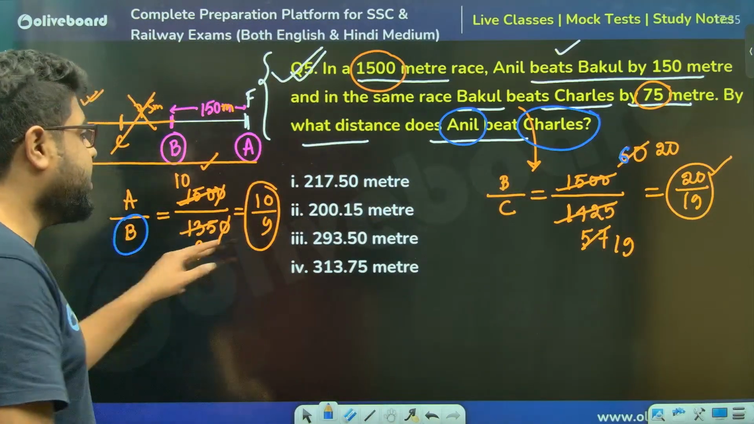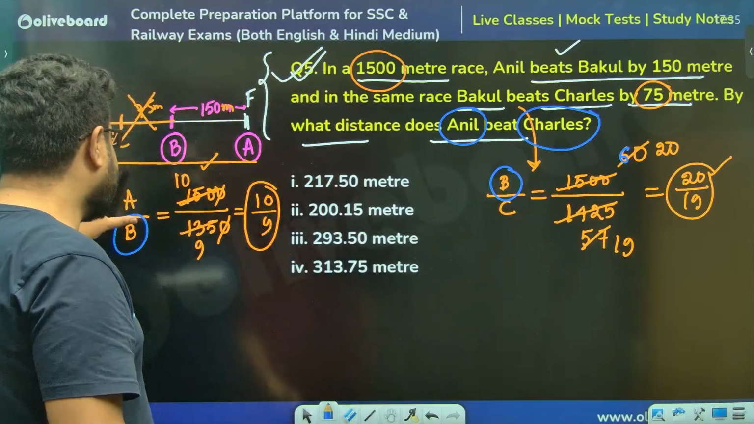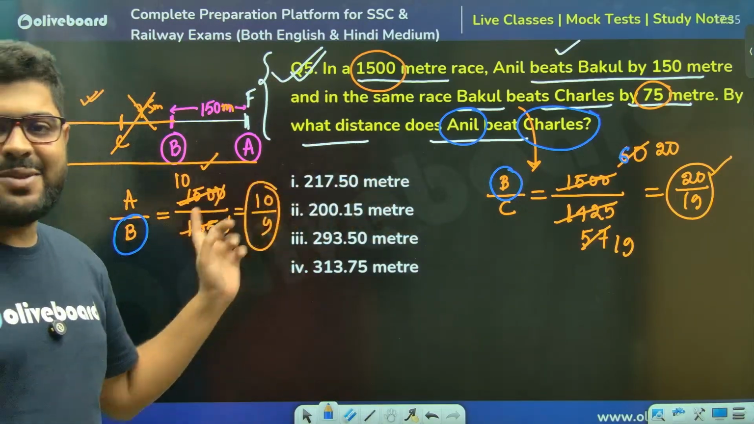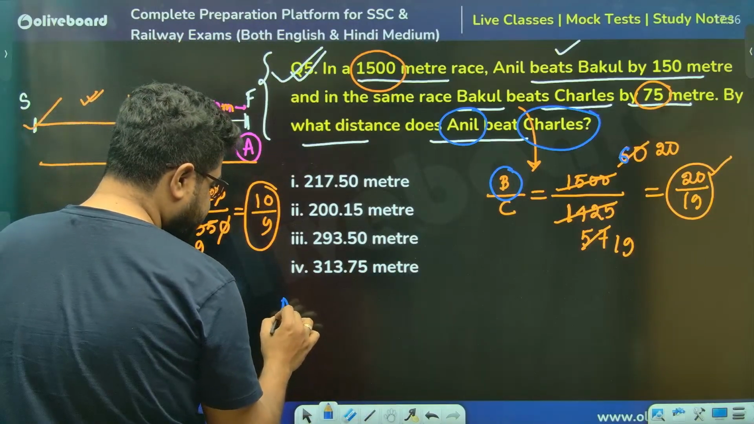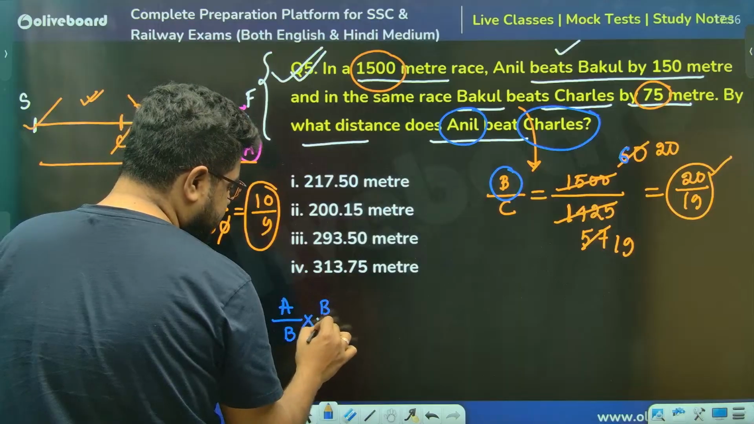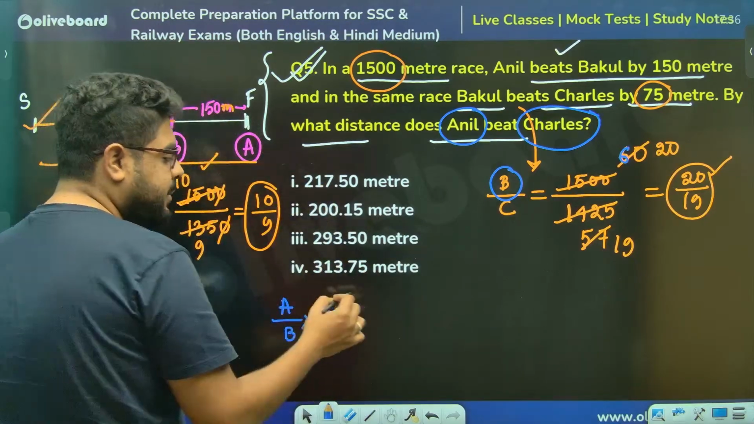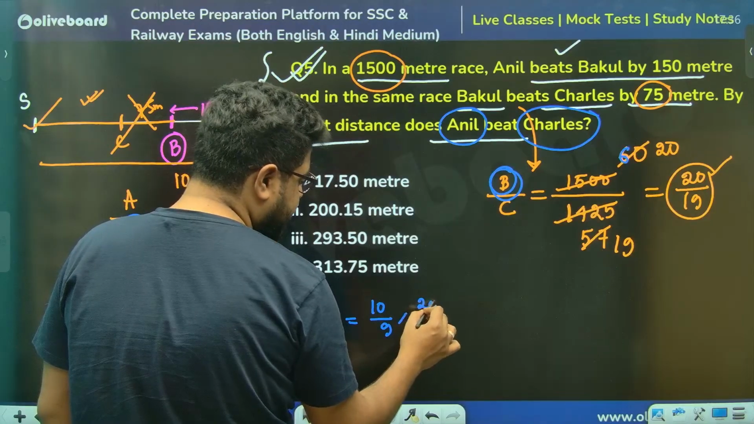How can I get rid of these B's, sir? ये B के साथ ये B कैसे जाए? Sir, if I multiply these two equations, you see B cancels. So in simple terms, sir, A by B into multiply B by C. Right hand side will also get multiplied. 10 by 9 into, sir, 20 by 90.